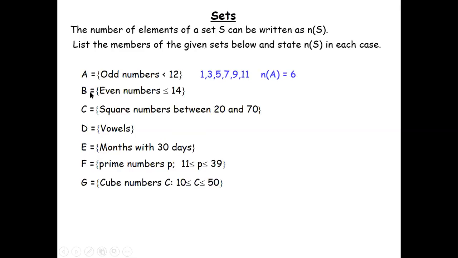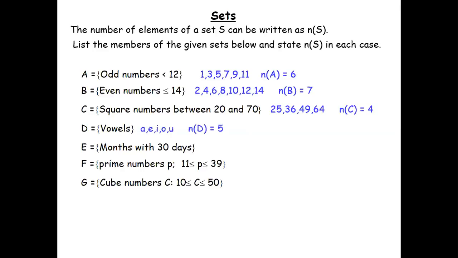Here, set B, the even numbers less than or equal to 14. So again, if you think of the even numbers, 2, 4, 6, 8, 10, 12, 14, remember it's less than, but includes 14 as well. So the number of elements in set B is 7. For C, the square numbers between 20 and 70, the number of elements in set C is going to be 4. D are your vowels. So there's 5 of them.